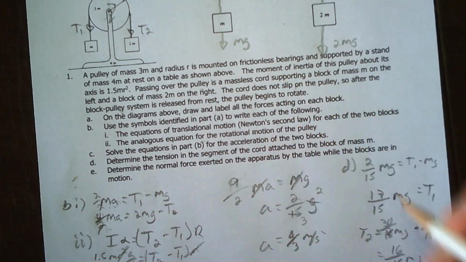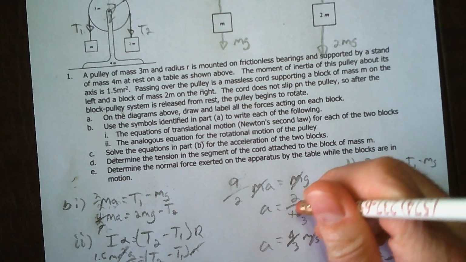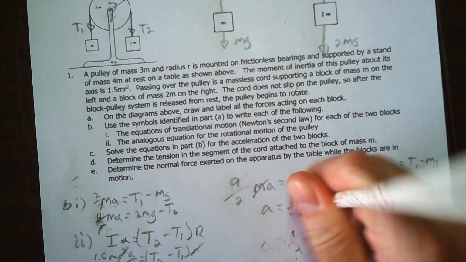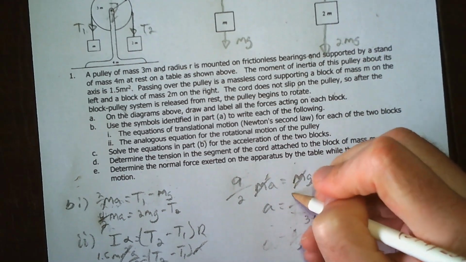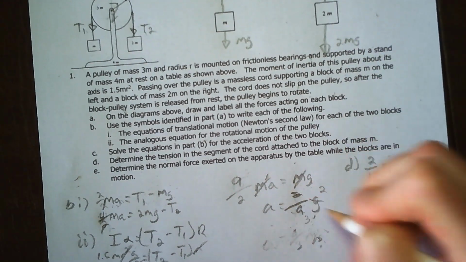ma equals mg. M's cancel, so that means A would be 2/9 g.